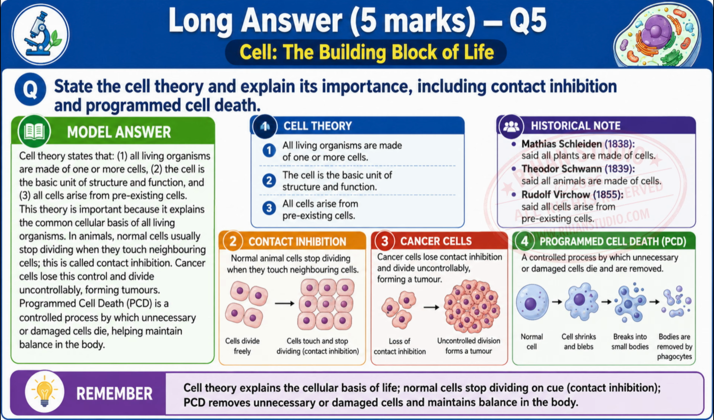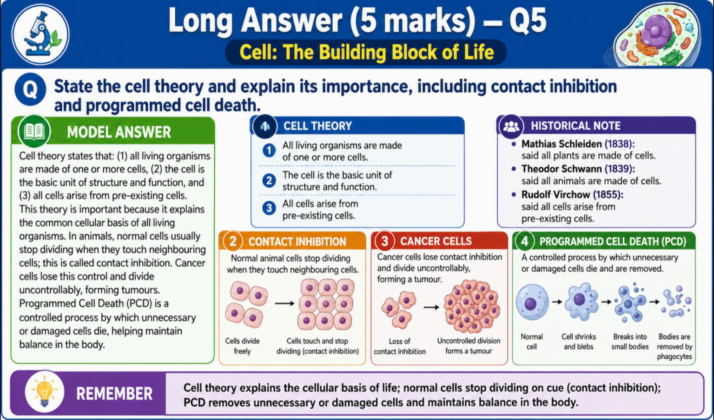5. State the cell theory and explain its importance, including contact inhibition and programmed cell death. Model answer. Cell theory states that 1. All living organisms are made of one or more cells. 2. The cell is the basic unit of structure and function. And 3. All cells arise from pre-existing cells.